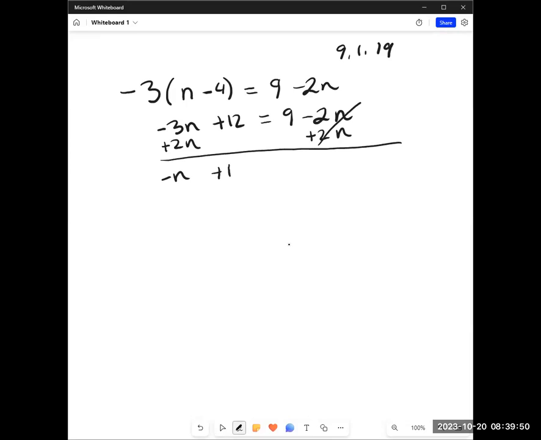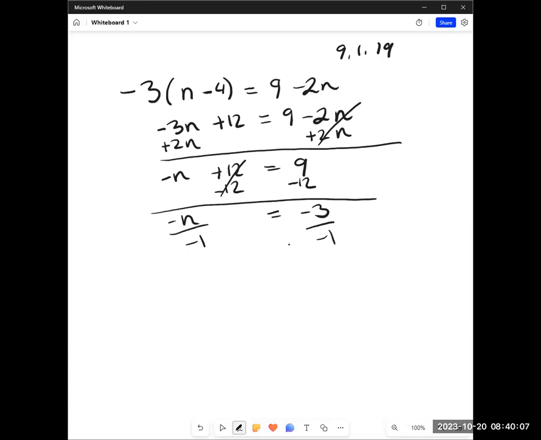Negative n plus 12 is equal to 9. Subtract 12 from both sides. Negative n is equal to a negative 3. Then we're going to divide both sides by negative 1. There we go. n is equal to positive 3.